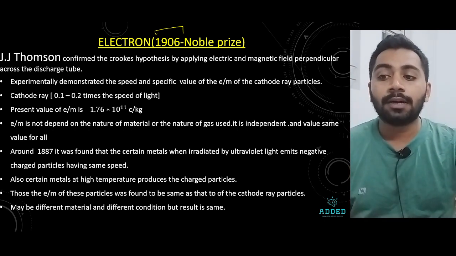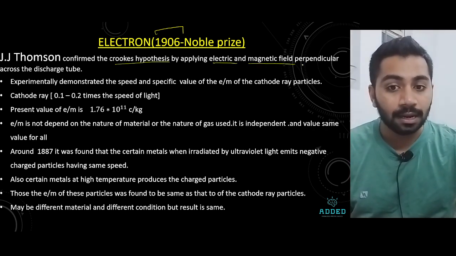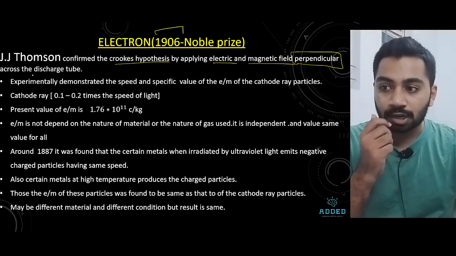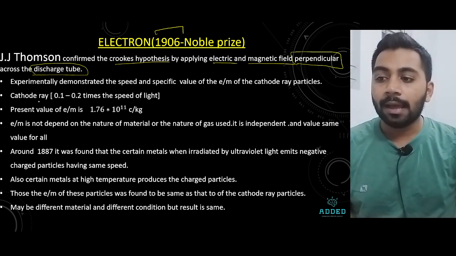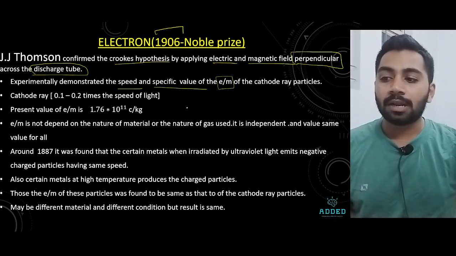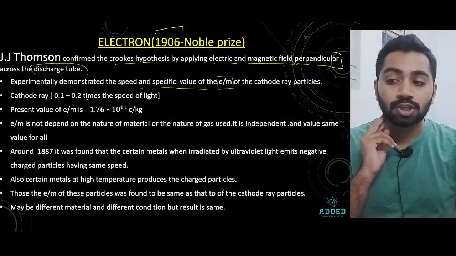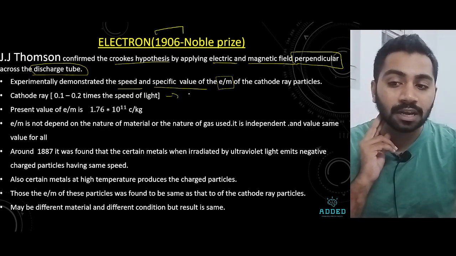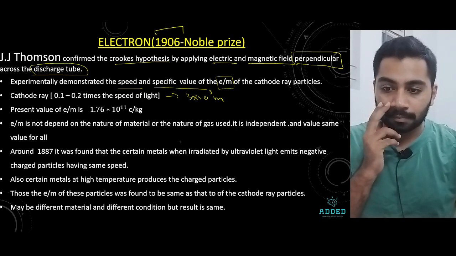J.J. Thomson confirmed the Crookes hypothesis by applying electric and magnetic fields perpendicular, the special case, across a discharge tube. He experimentally demonstrated the speed and the specific value of e/m of the cathode ray particles. The speed of cathode rays is 0.1 to 0.2 times the speed of light, and you know the speed of light is 3 × 10^8 meters per second.